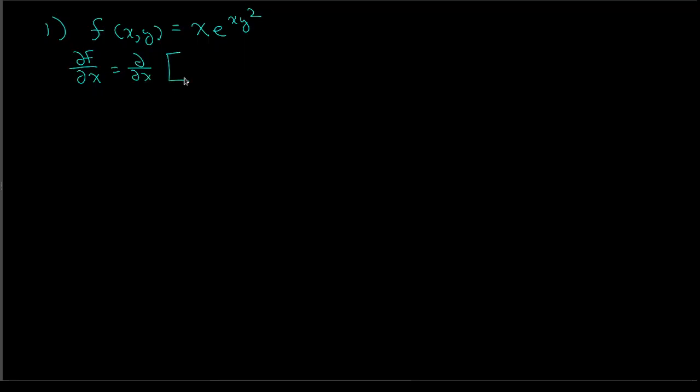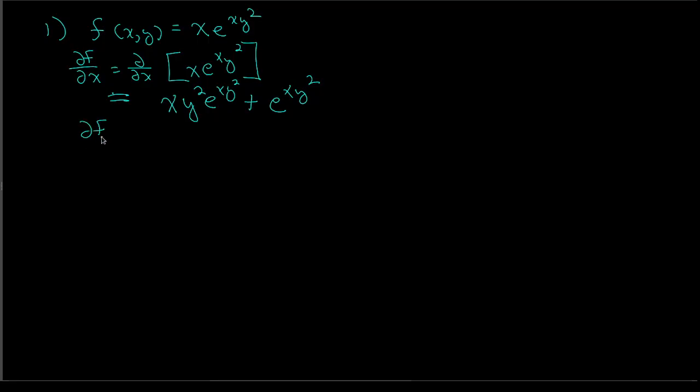So I'll take the partial with respect to x. And we've got a product rule going on, so I'm going to take the first times the derivative of the second, plus the derivative of the first times the second. So we get xy squared e to the xy squared plus e to the xy squared. And that gives me my partial with respect to x.